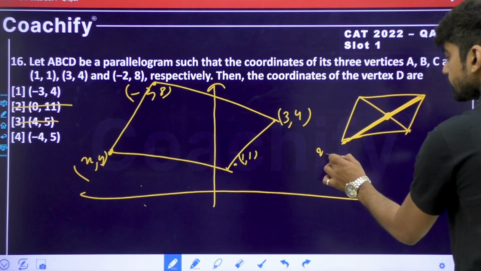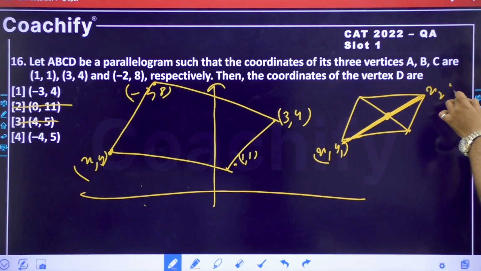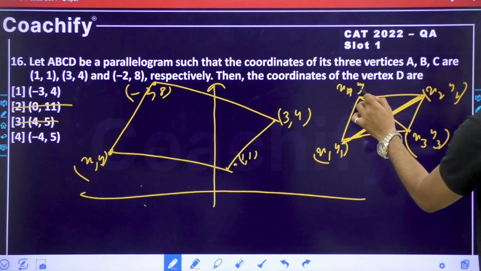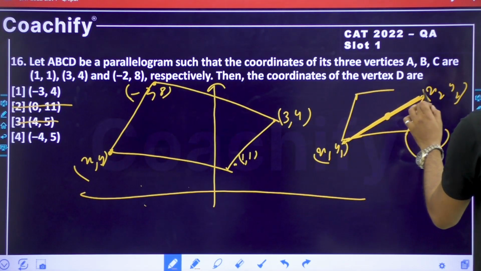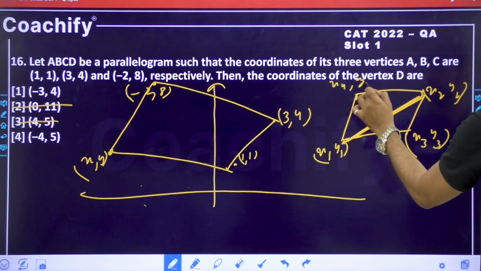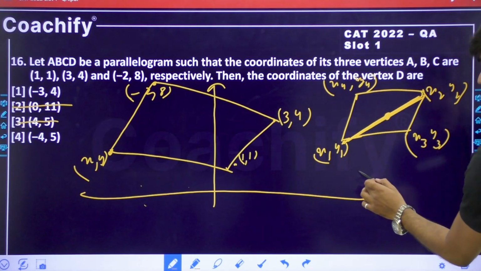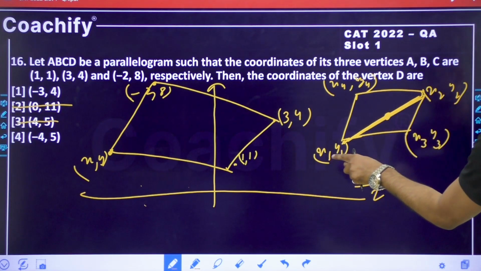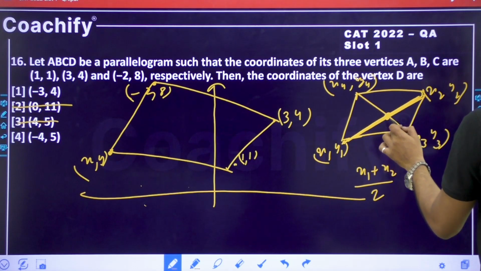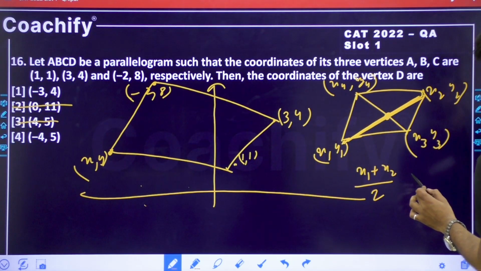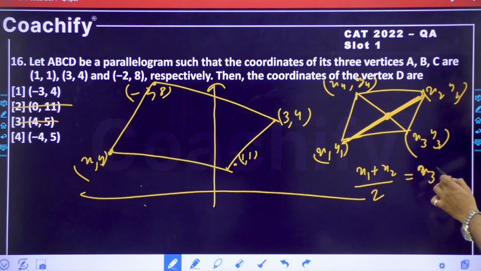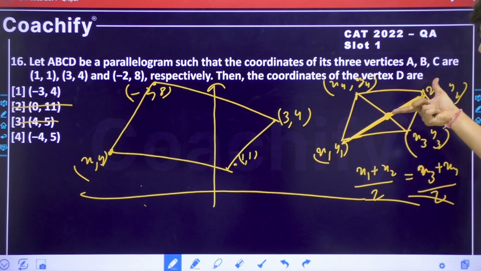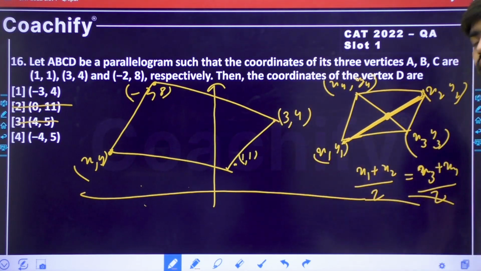Why so? Let's say this is x1, y1, this is x2, y2, this is x3, y3, and this is x4, y4. Then (x1 plus x2) by 2 will be the midpoint of this line. Now, since the same point is the midpoint of this line, this should be equal to (x3 plus x4) by 2. This will cancel out. The sum of opposite x coordinates will always be equal in the case of a parallelogram.